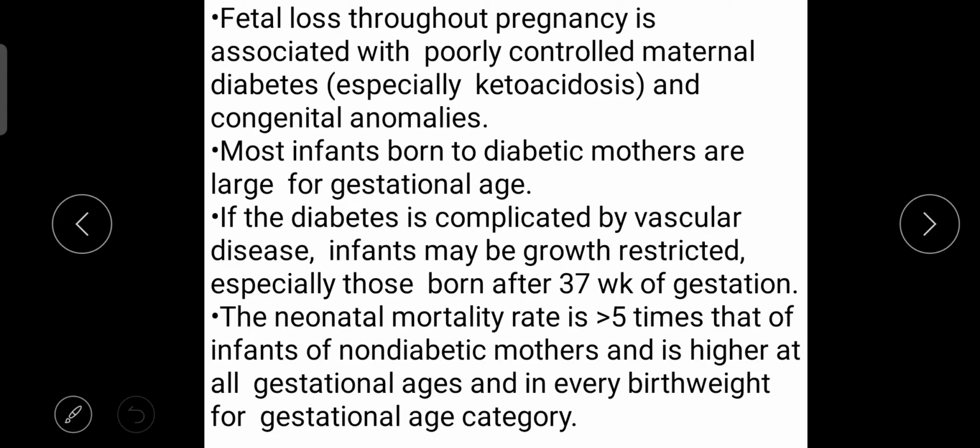If the diabetes is complicated by vascular disease, infants may be growth restricted. So if the diabetes is having complication of vascular disease, the child will be growth restricted. Means the growth and development will not happen properly, especially those born after 37 weeks of gestation. The neonatal mortality rate is more than 5 times that of infants of non-diabetic mothers and is higher at all gestational ages and in every birth weight for gestational age category.